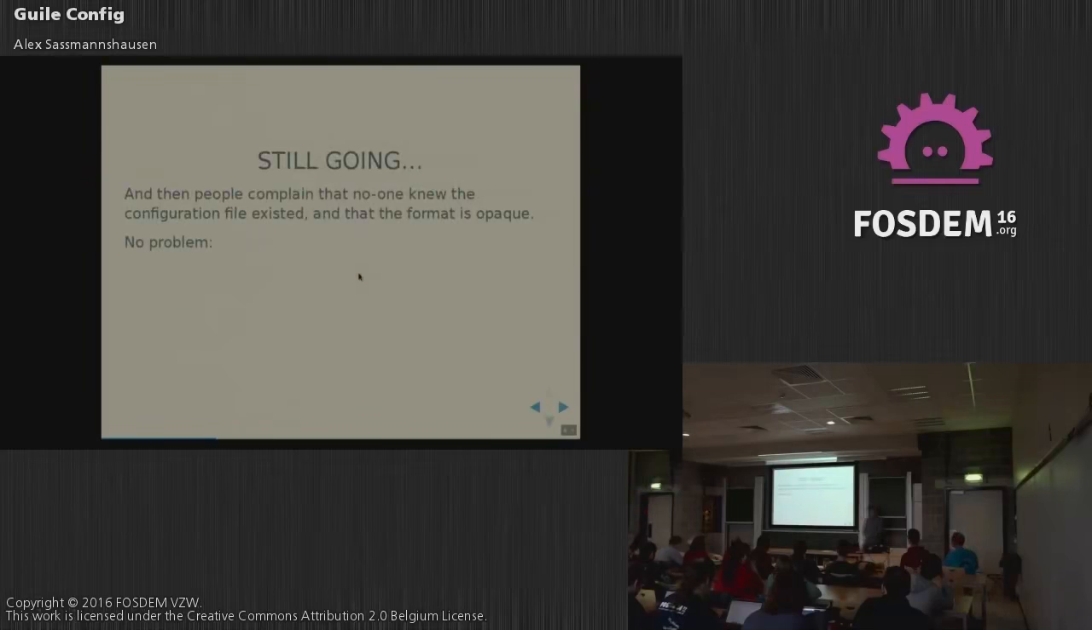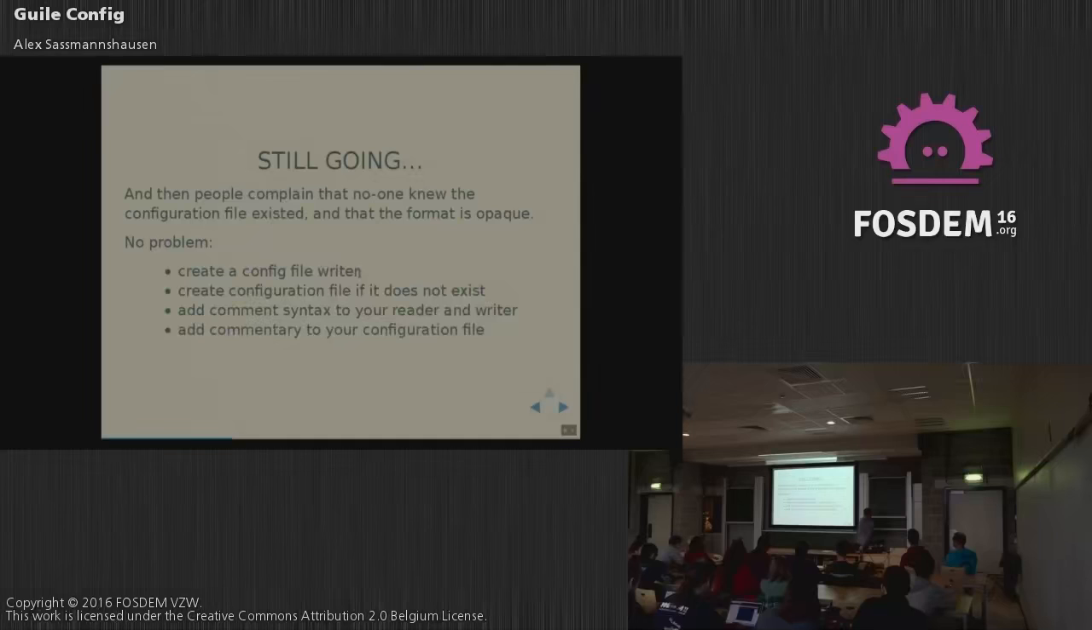But then some people start complaining that the configuration file isn't there by default. They don't really know what syntax it's supposed to have. So really, it's all quite opaque. So then what you do is, well, still no problem. You create a config file that is automatically written. You make sure that it's created when it doesn't exist the first time you run it. And then you add comment syntax to the configuration file to make sure that people understand the configuration file when they look at it and start to modify it.